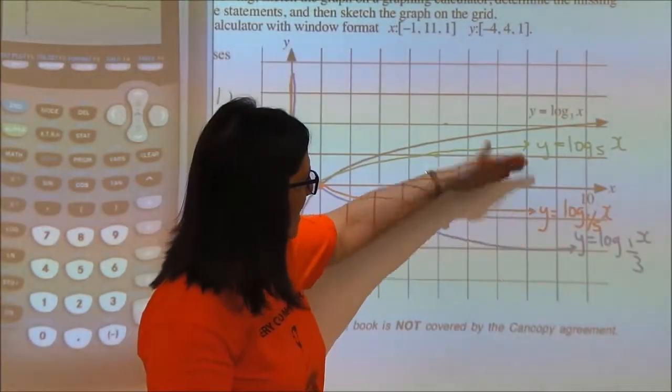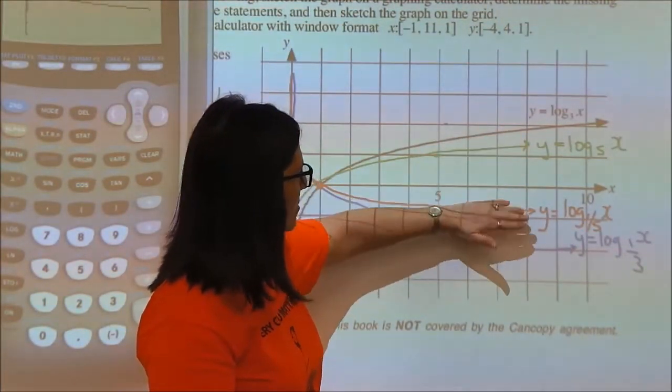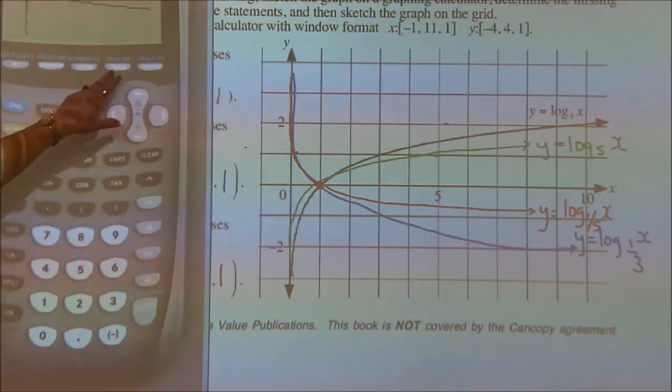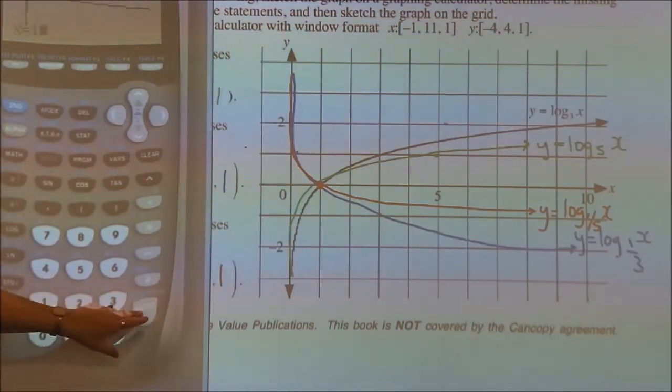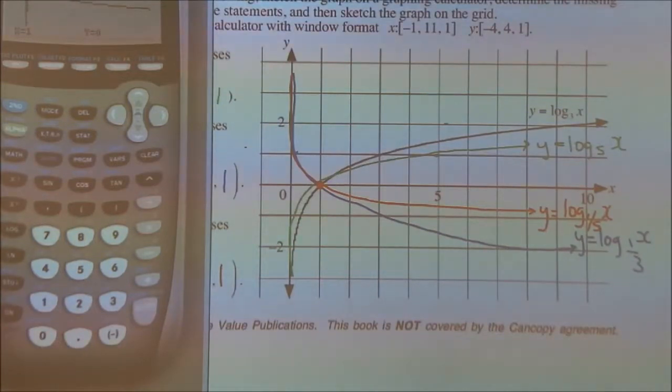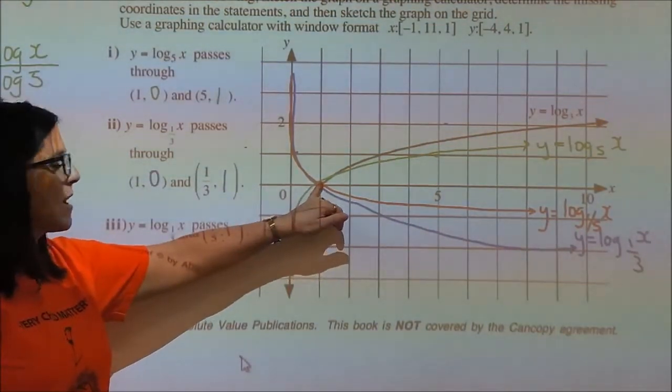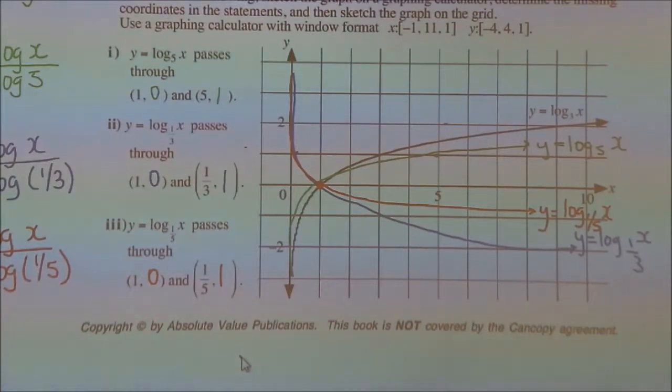And what we can see is that they are reflections of each other. My graph is a little bit off, but they should be drawn as reflections of each other. And then we have those two values. The value of y when x equals 1 is 0. And when x equals 1/5, I get the value of 1. I just changed the 1/5 to a decimal. So I get 0 and 1. So we notice that all of my graphs seem to be going through this point.